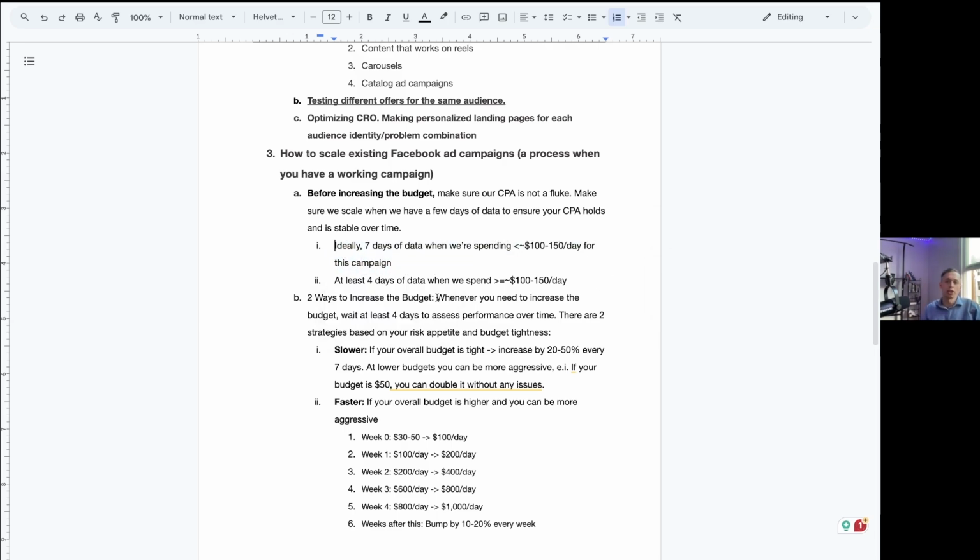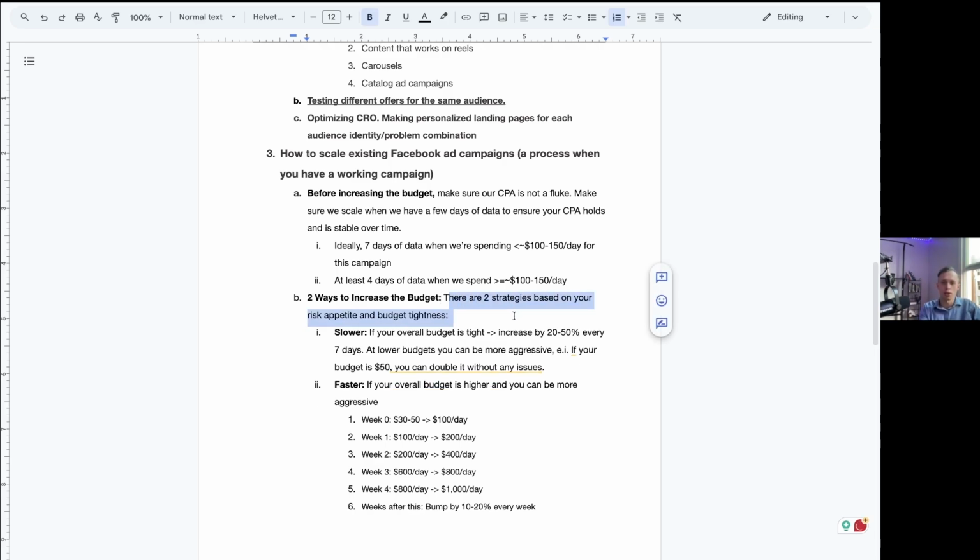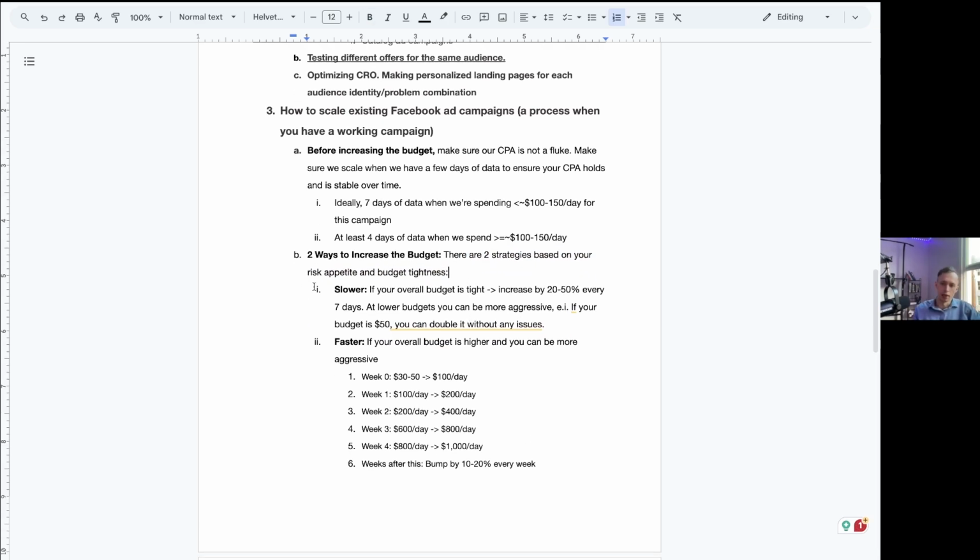So how do you actually increase the budget? There's actually 2 strategies based on your risk appetite and budget tightness, right? So there's slower and faster. Slower, you can increase it by 20-50% every, let's say, 4 to 7 days. At lower budgets, you can be more aggressive. If it's $50 a day, you can double it. You don't have to increase it by 20%, so that's going to take forever.